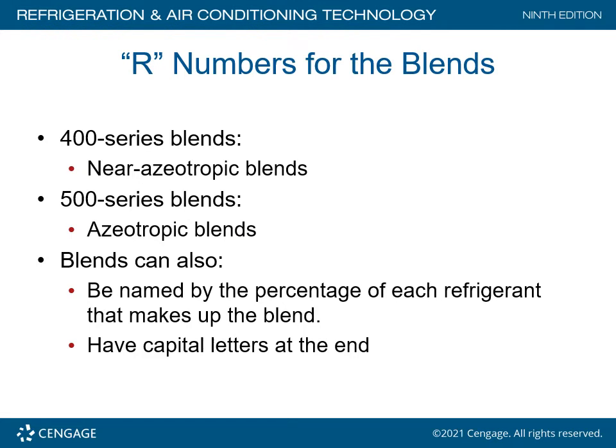The R numbers for the blends: 400 series blends are near azeotropic blends. The 500 series blends are azeotropic blends. Blends can also be named by the percentage of each refrigerant that makes up the blend, with capital letters at the end. This is for identification purposes only.